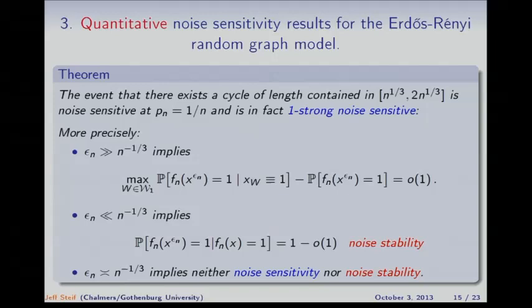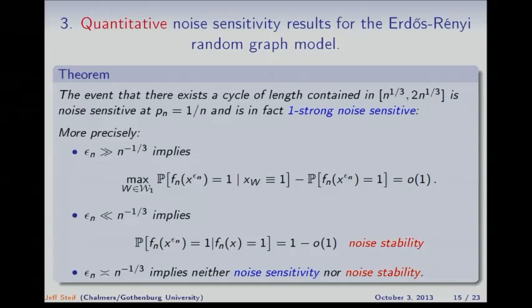On the other hand, if you take epsilon to be much smaller than n to the minus 1/3, then you get a type of stability. If the original sequence is 1, then with extremely high probability, the perturbed sequence will also have output 1, meaning you won't touch the cycle. Yeah, it's trivial. You won't kill the cycle.